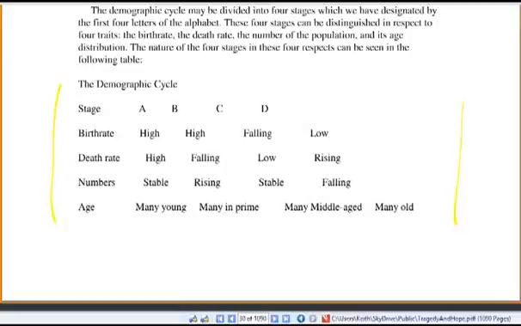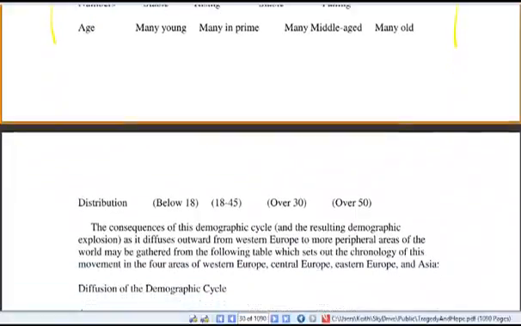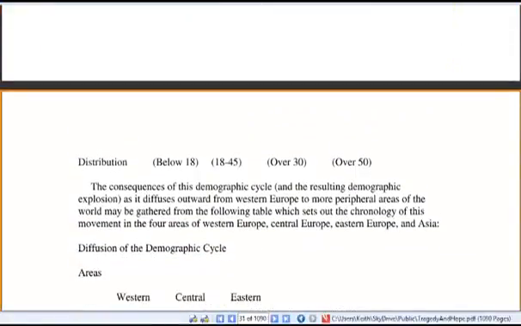The demographic cycle. Stages A, B, C, D. Birth rate: high, high, falling, low. Death rate: high, falling, low, rising. Numbers: stable, rising, stable, falling. Age: many young, many young and prime, many middle-aged, many old. Distribution: below 18, 18 to 45, over 30, over 50.